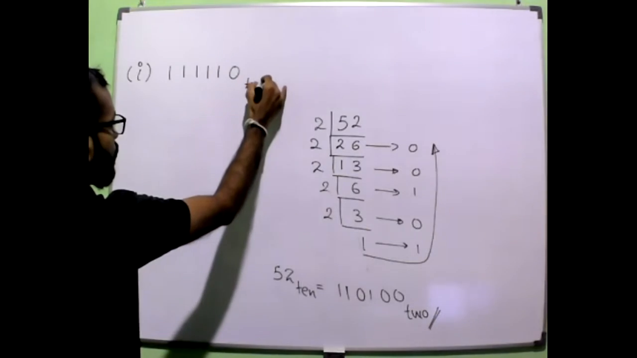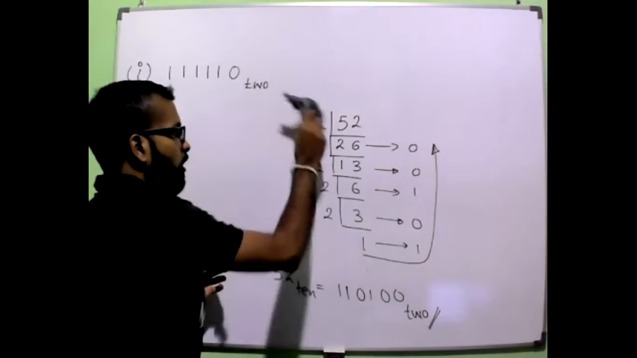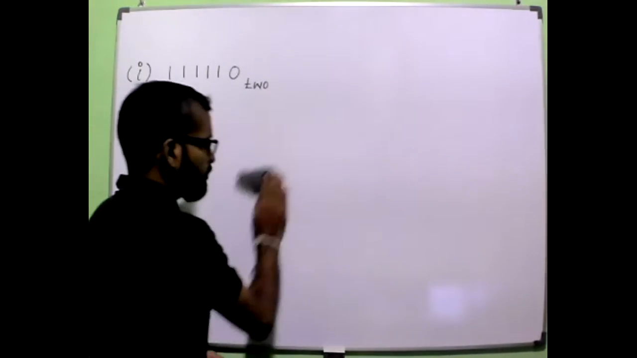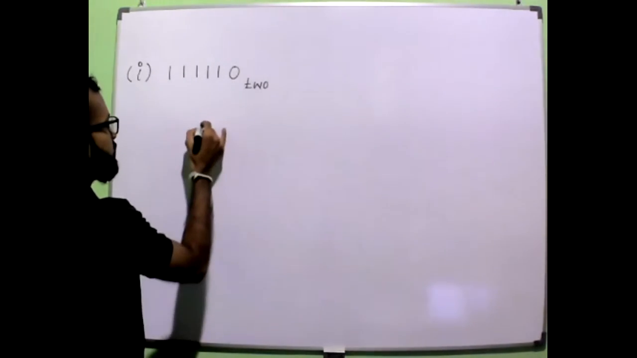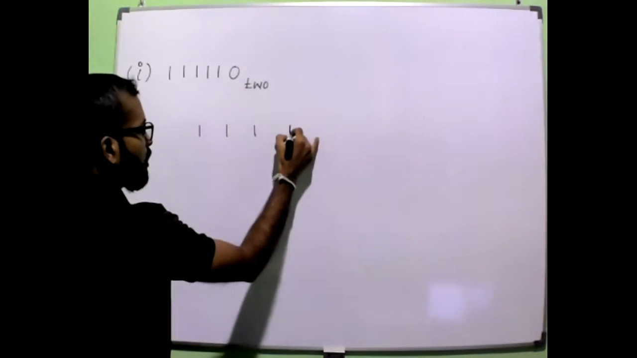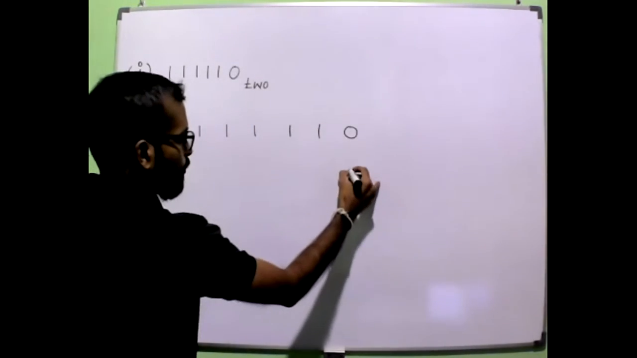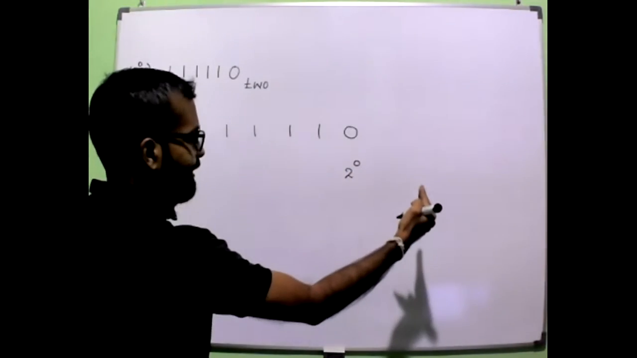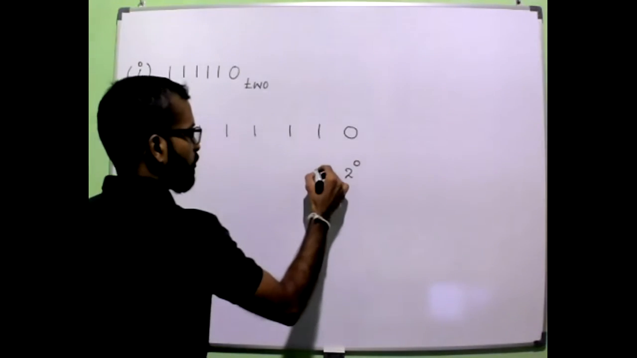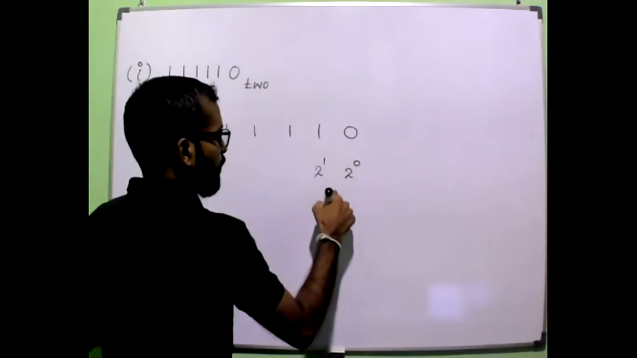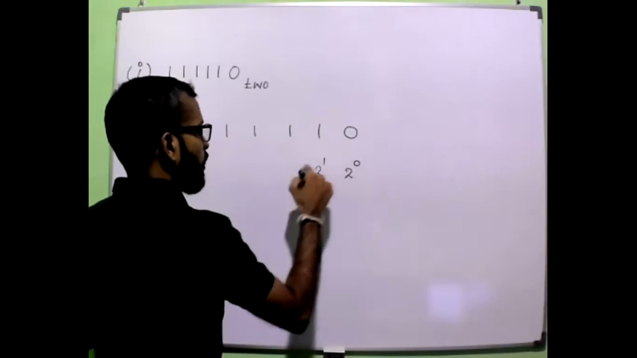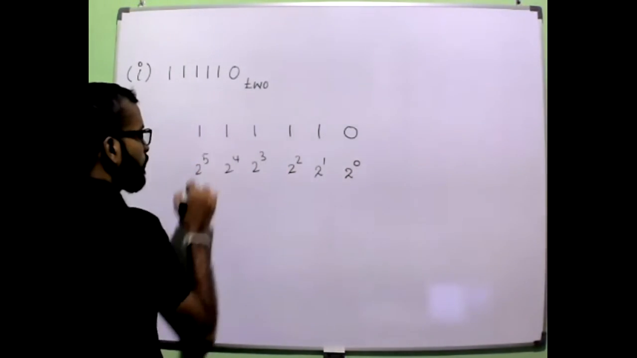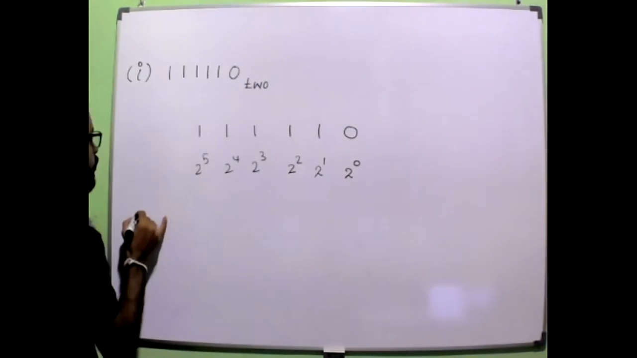The base is 2. So you need to remember how to do this. Very easy. You have to follow very simple steps. 1, 1, 1, 1, 1 and 0. From your right hand side to your left hand side, you need to increase the power of 2: 2 to the power 0, 2 to the power 1, 2 to the power 2, 2 to the power 3, 2 to the power 4, 2 to the power 5. Right. Now you can do this.